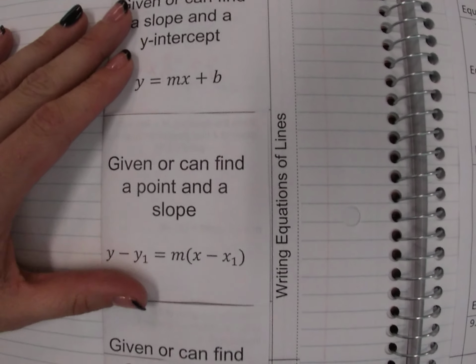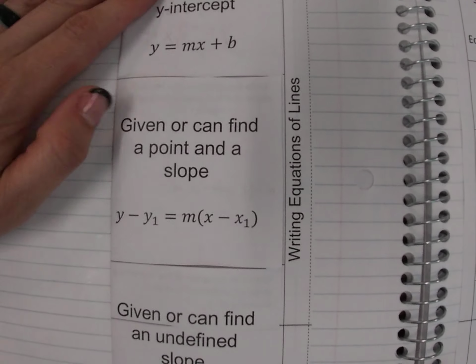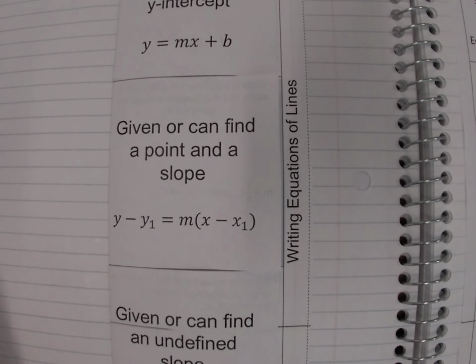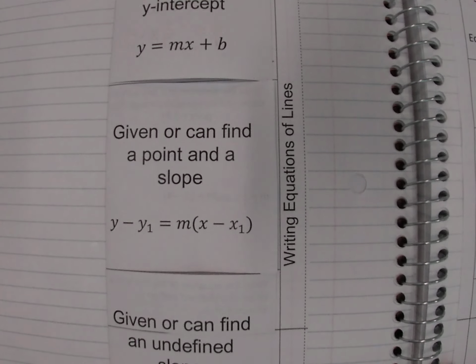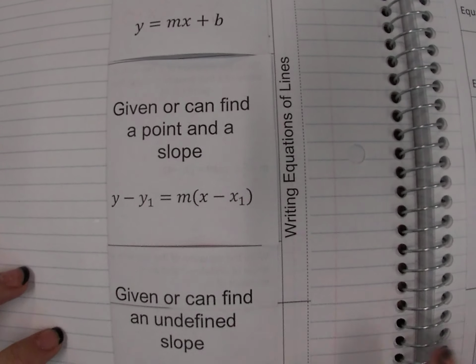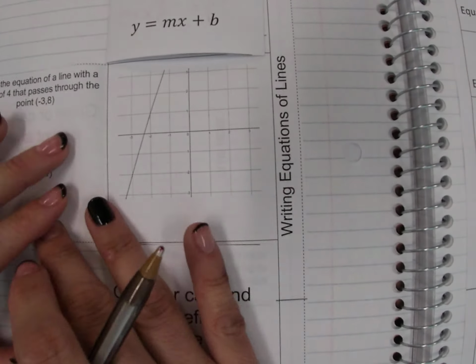Okay, a second option is that we can write the equation of a line if we are given or we can find a point and a slope. Okay, if we're given a point and a slope, it then makes sense that we would use point-slope form, right? A point and a slope go with point-slope form.